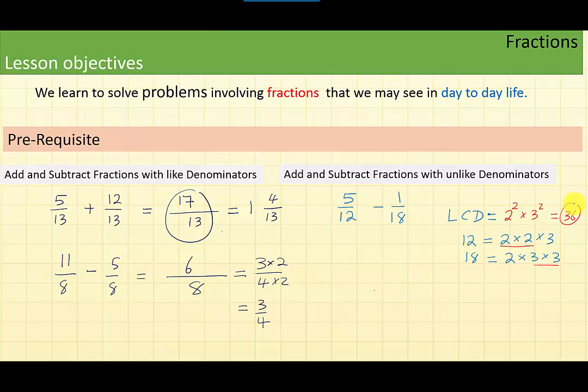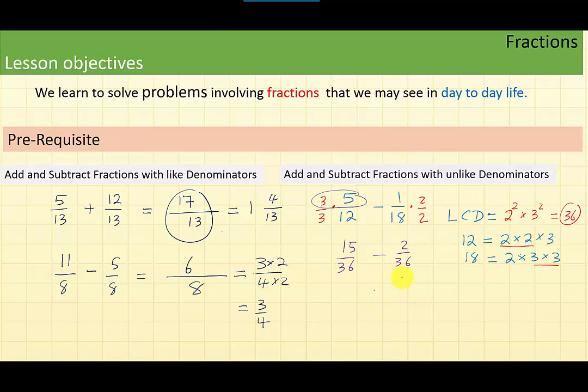Now we have to create 36 in each denominator. In order to make 12 into 36, I need to multiply by 3. So 3 divided by 3 is 1, so we multiply and divide by 3. To get 18 to 36, we have to multiply it by 2. That means 5 over 12 is actually equal to 15 over 36. They're called equivalent fractions. Now 1 over 18 is equal to 2 over 36.